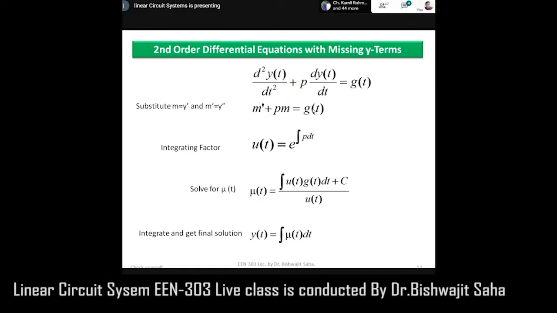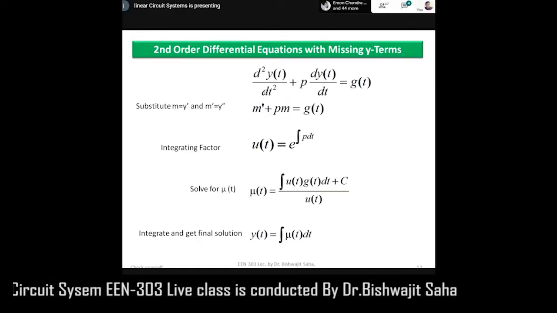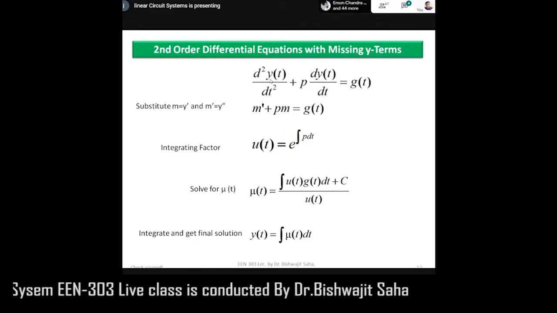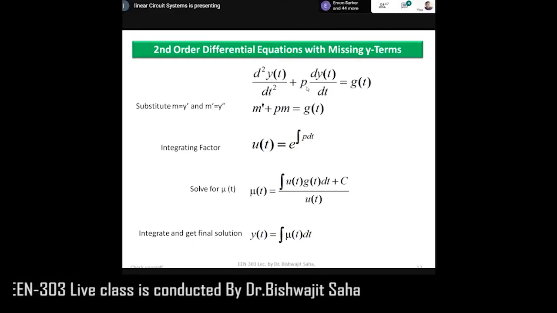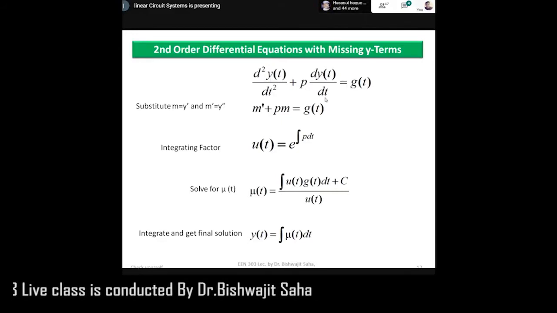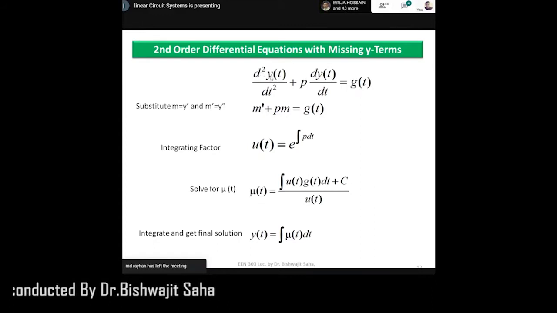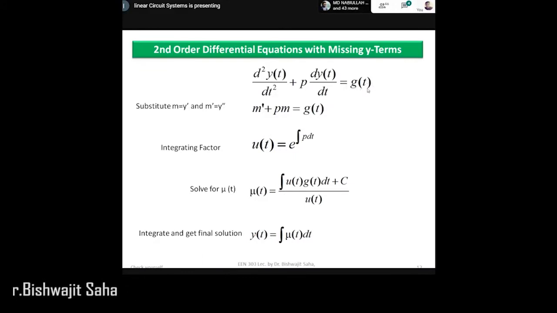So here you can see the same procedure, d square y of t by dt square plus p dy of t divided by dt equals g of t. g of t is another function, and here the variable is y of t. So here we consider that the first derivative equals m. Understand? So m prime, that means the double derivative, is y double prime. That's how the second line is constructed.